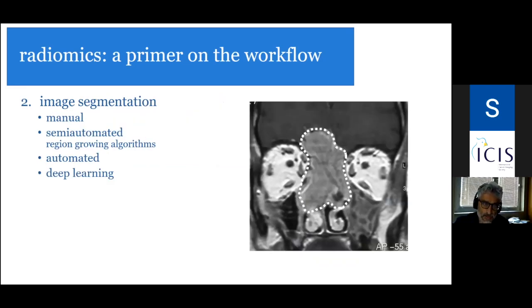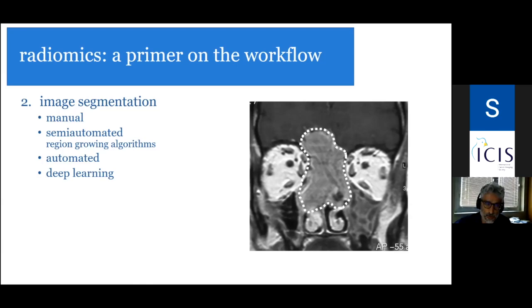The second step is represented by image segmentation that is more or less traced in this olfactory neuroblastoma on the right side. This can be done manually, but we must be aware that in this case, it is going to be a very time-consuming activity, even more so if we want to acquire data not only on a 2D image, but if we want to acquire a volume of interest. So there is possibility to have semi-automated segmentation based on region growing algorithms. This is something that we have for other applications in our workstations daily.